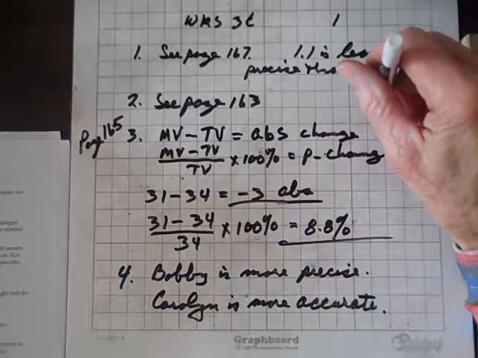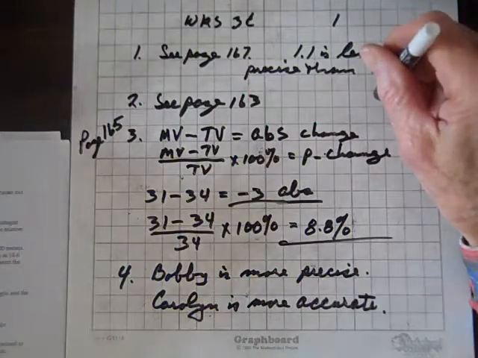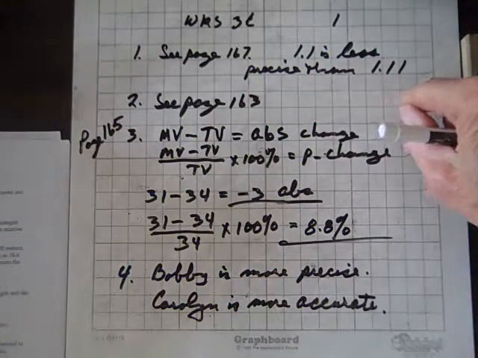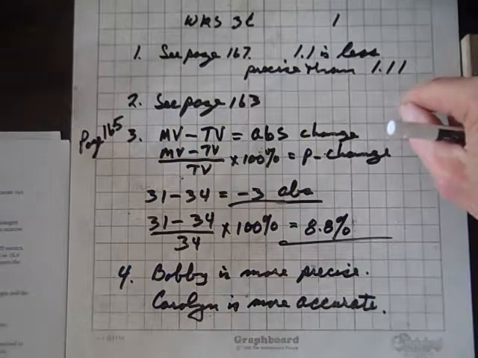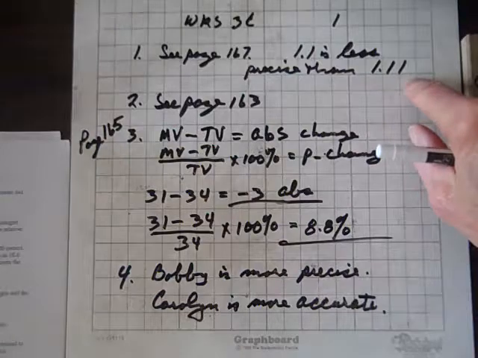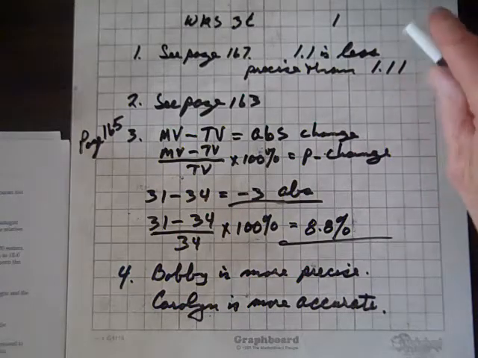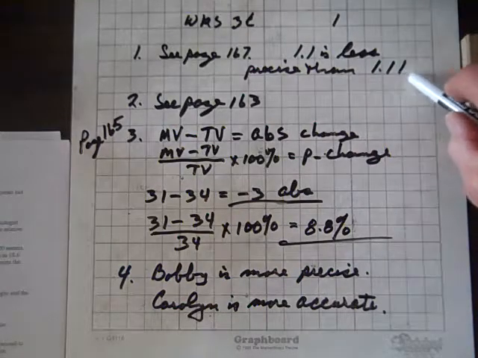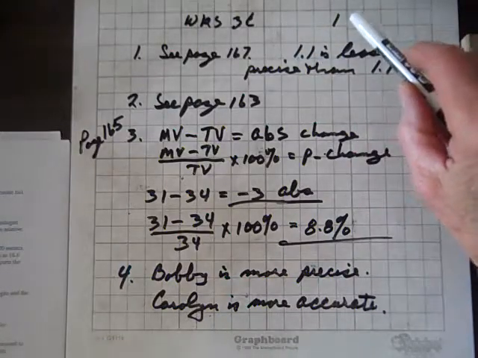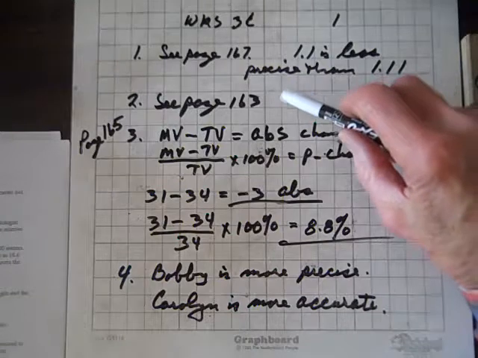Whereas precision means how many decimal places were carried out in the measurement. The measurement may be way off, but if there's more decimal places, then it's more precise. For example, 1.11 is more precise than 1.1. So now let's do number 2.